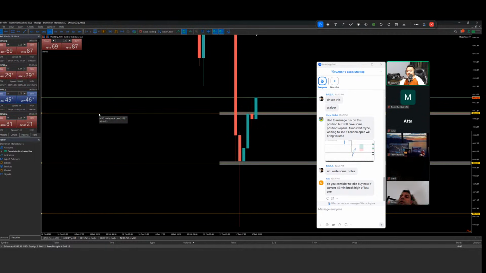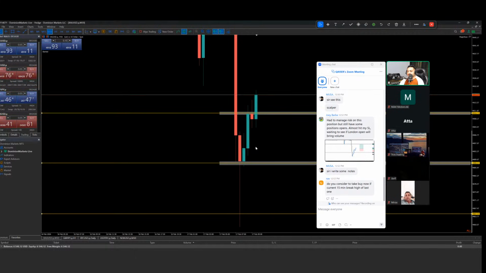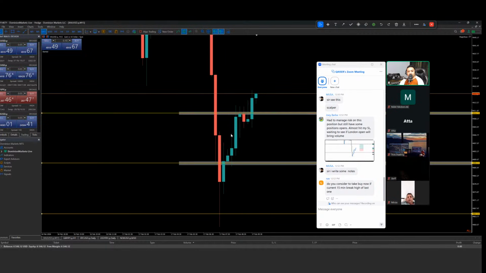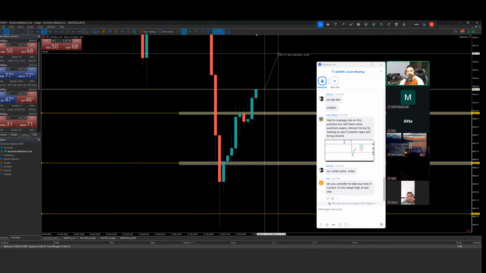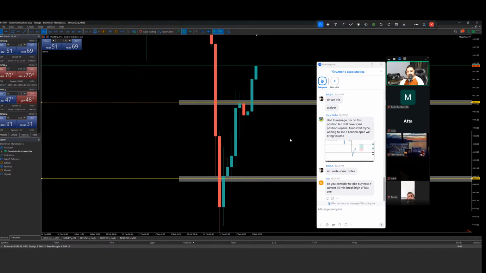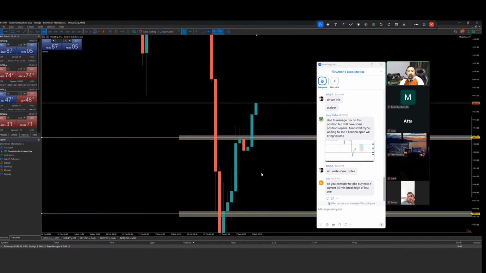Do you consider taking a buy now if the current M15 breaks the high of the last one? No. There's 6 minutes left for the candle to be closed, and we're about to enter the opening of the London session. So I will wait for this 30-minute candle to close. Even if this candle closes above the previous candle with a small body, and the next candle can break above the high, I can give my trade a chance there.